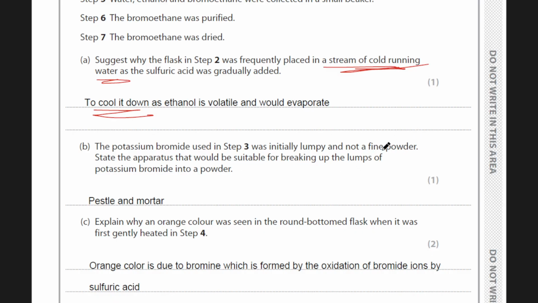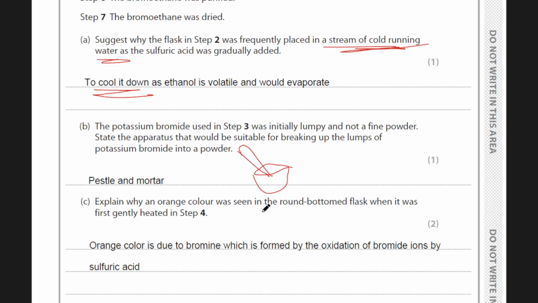So we basically want to convert this potassium bromide into fine powder. Why? Because fine powder is going to increase its surface area, and hence this will provide smooth boiling or ensure a faster reaction. So the best apparatus is a pestle and a mortar, where using the pestle you crush the particles of potassium bromide into fine powder.